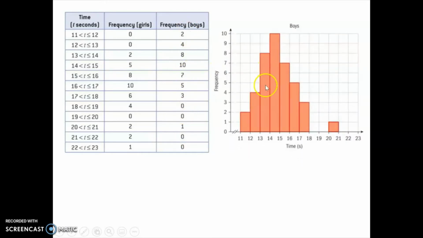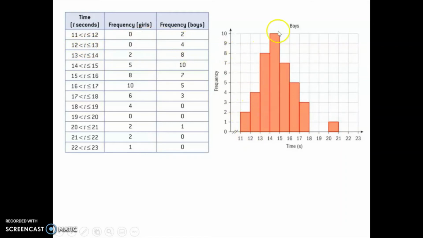And now here's a frequency histogram for the boys data, because once you have a table, it's easy to create a histogram. For a histogram, you basically take this axis and categorize it the same way you categorize the table here. So the same breakdowns, 11 to 12, 12 to 13, and so on. And then you just make the bars show the frequency. So for that first bar, the frequency is 2 boys, and the next time gap has a frequency of 4 boys. So you can see here 2 and then 4.